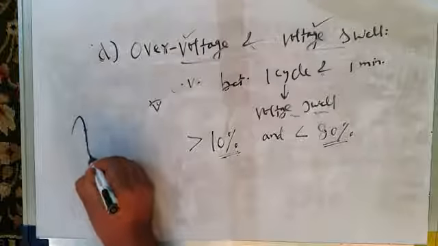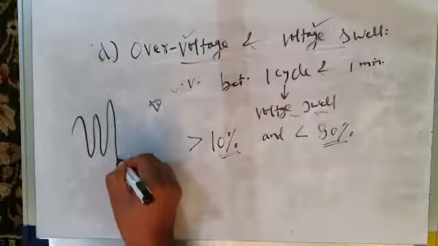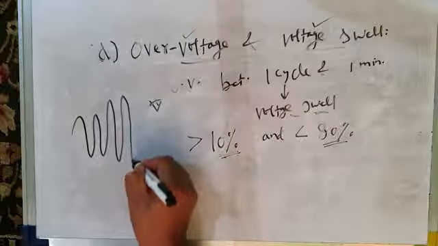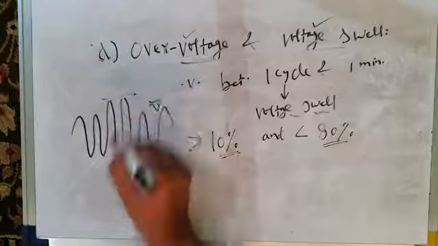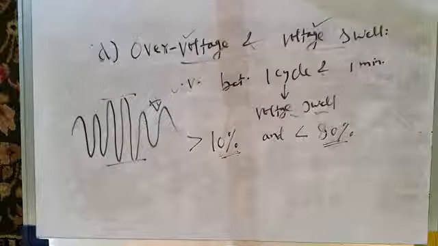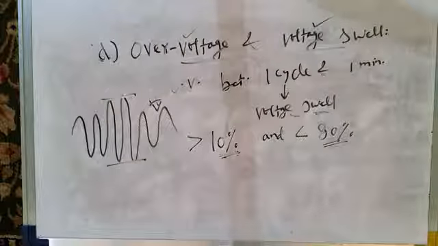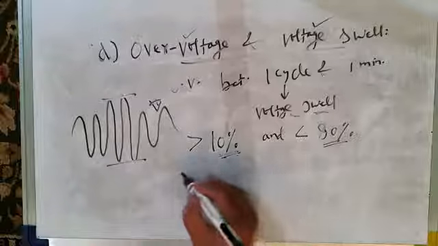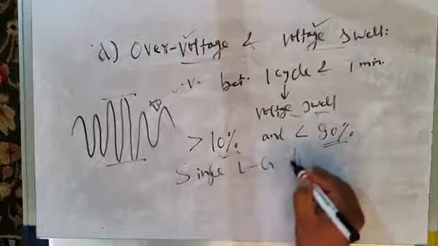You can see this is normal voltage and then there is a swell in the voltage because of certain reasons, and then the voltage comes back to normal value. So this is a swell, an increase in the voltage. Now the question is, what are the causes of these over voltages? Over voltage can result from a single line to ground fault.